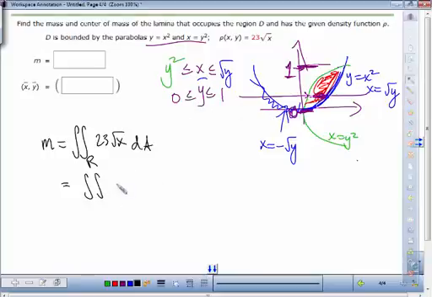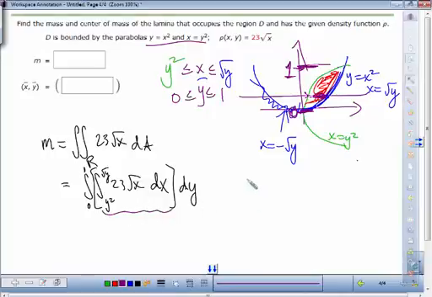With respect to x, I'm going to go from y squared to square root of y. So I do that inner integral, and then I'm going to do my outer integral with respect to y from 0 to 1. So let's focus on this integral.